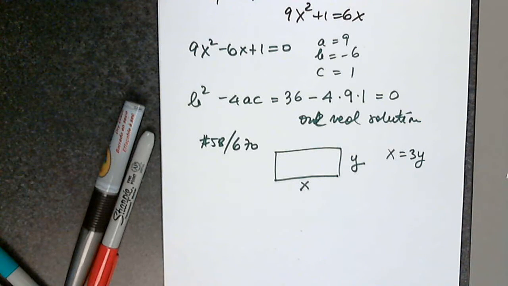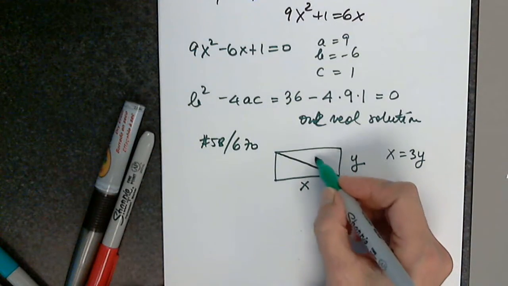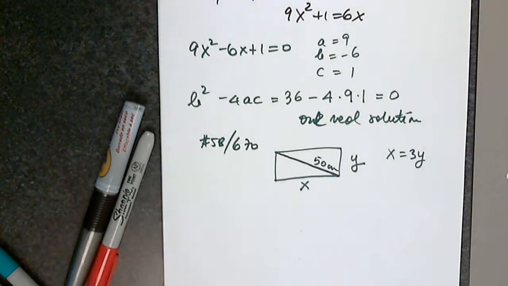It has a diagonal of length 50 centimeters. So I have to draw the diagonal. It doesn't matter which side, but this is 50 centimeters. Part A. Find the dimensions of the rectangle. What do I have to write?